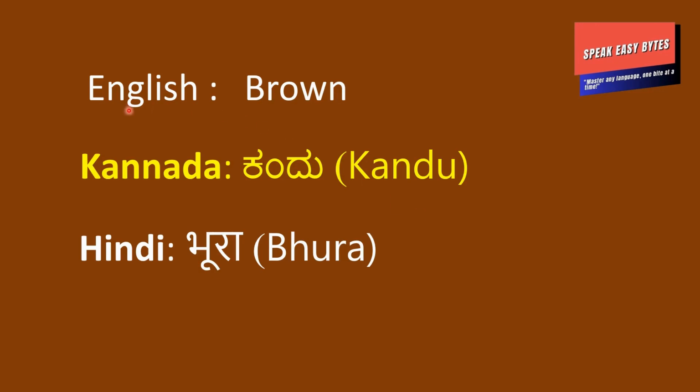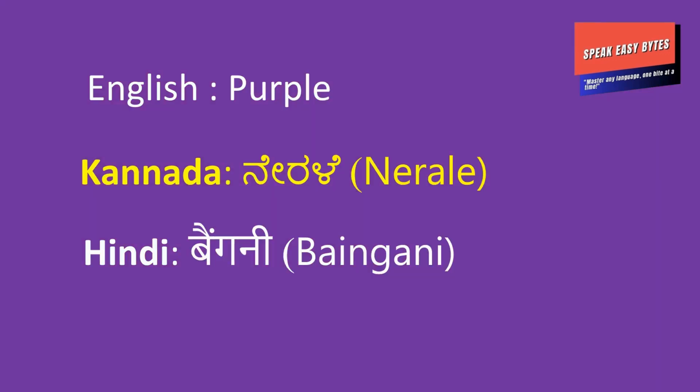Next word in English is brown. And in Kannada, we say kandu. The word is kandu. And in Hindi, we say bura. So the word in Kannada is kandu. Next word in English is purple. And in Kannada, they say nerale. And Hindi, they say baingani. The word in Kannada for purple is nerale.